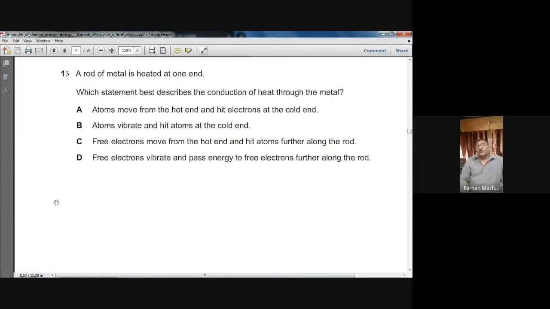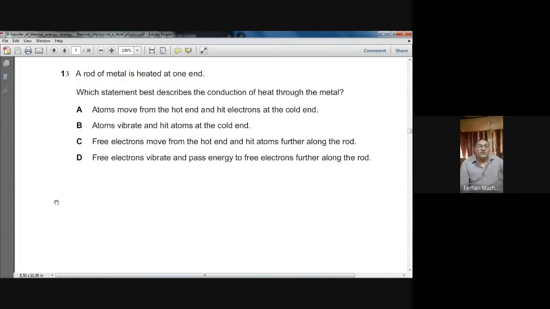Question number 13 is on your screen. A rod of metal is heated at one end. Which statement best describes the conduction of heat through the metal? A, atoms move from the hot end and hit electrons at the cold end. This is the right thing, but not only this. Sorry, I just made a mistake.